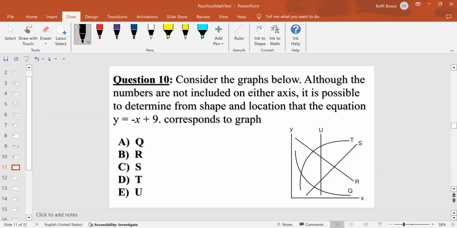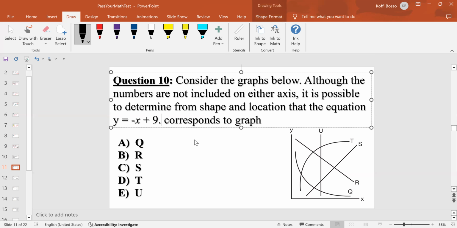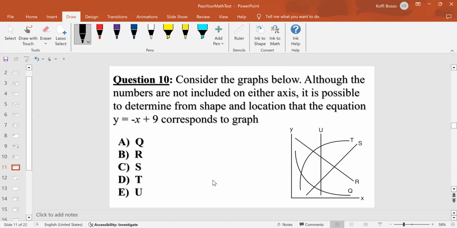Consider the graphs below. Although the numbers are not included on either axis, it is possible to determine from the shape and the location that the equation y equals negative x plus 9 corresponds to a graph. So we want to know which graph. Let's remove this point here. We have the equation of the line y equals negative x plus 9, right? And we want to know which graph that is.